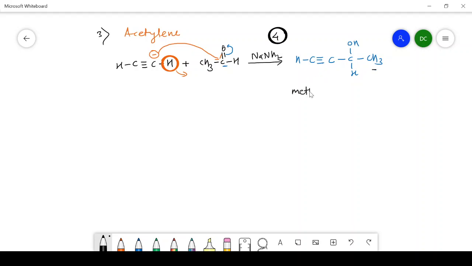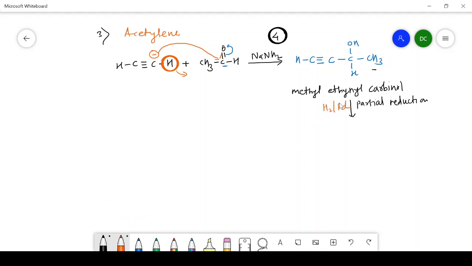So I will write here a methyl. Then the second group is ethynyl, and this structure is nothing but a carbinol. So we get in the first step methyl ethynyl carbinol, and in the next step this methyl ethynyl carbinol undergoes a partial reduction. Partial reduction, just the triple bond is converted into the double bond when it is treated with hydrogen and platinum or palladium.